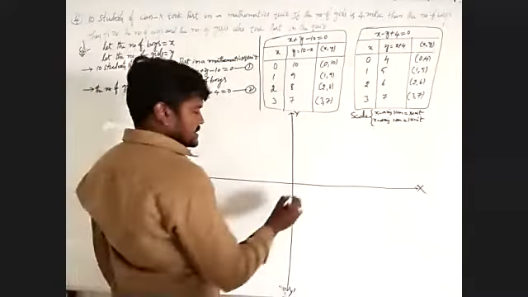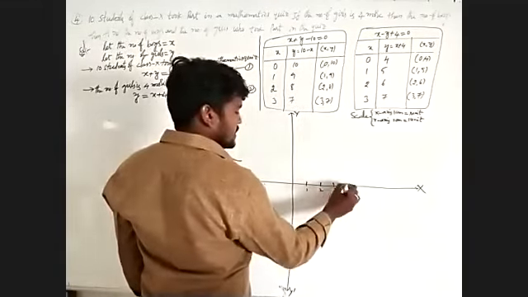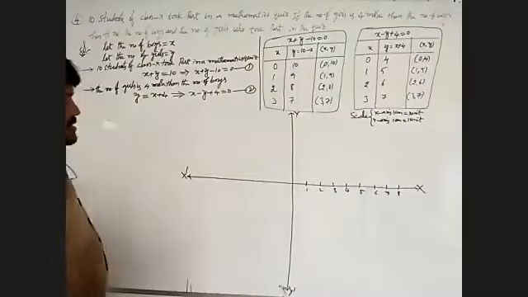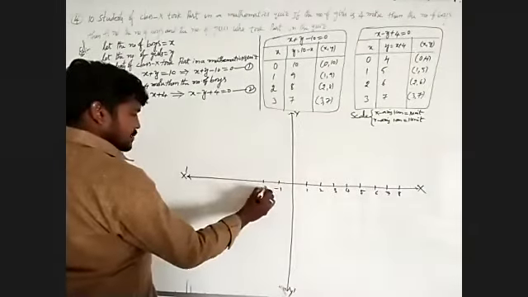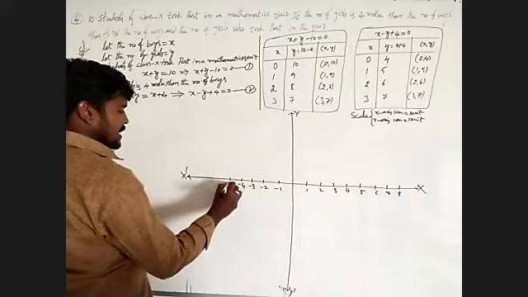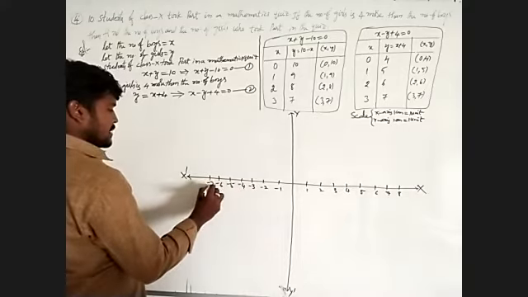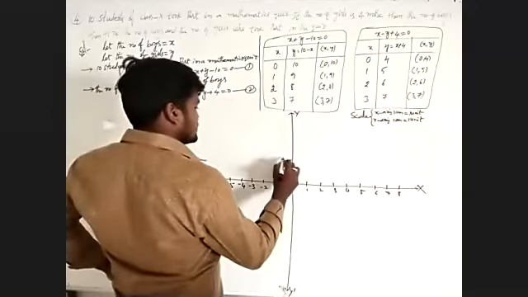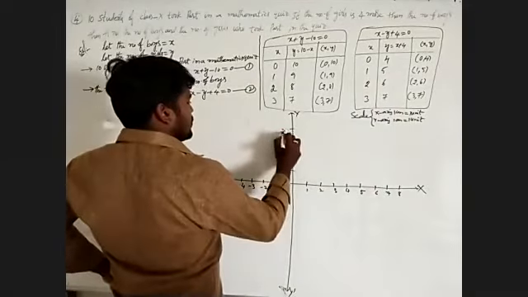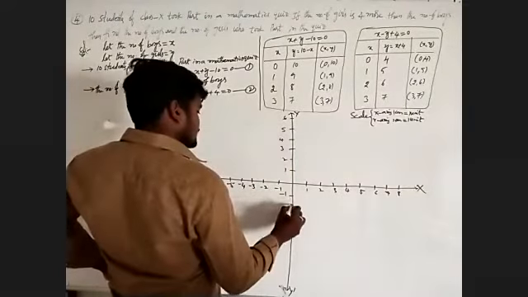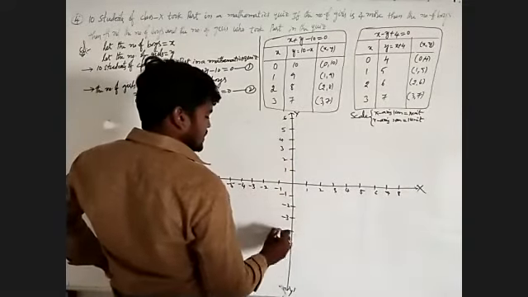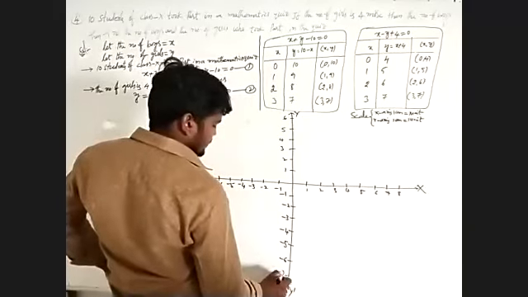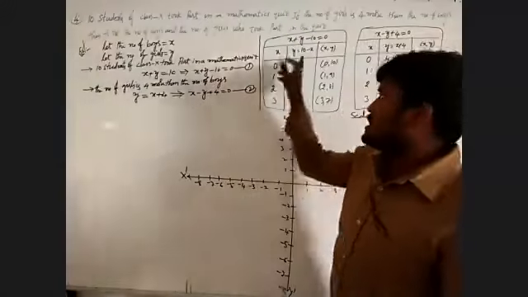I will take the points. This is 1, 2, 3, 4, 5, 6, 7, 8. And the negative x-axis is -1, -2, -3, -4, -5, -6, -7 and -8. After that we have to take the y-axis values: 1, 2, 3, 4, 5, 6. The negative y-axis is -1, -2, -3, -4, -5, -6, and then -7.